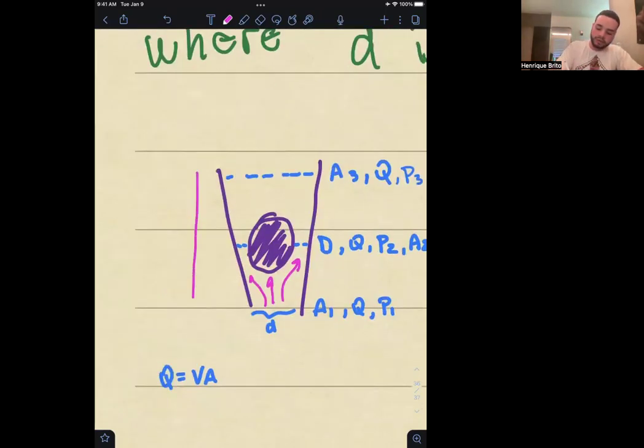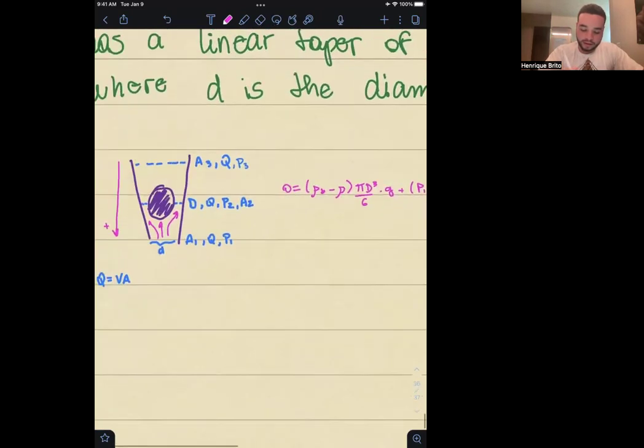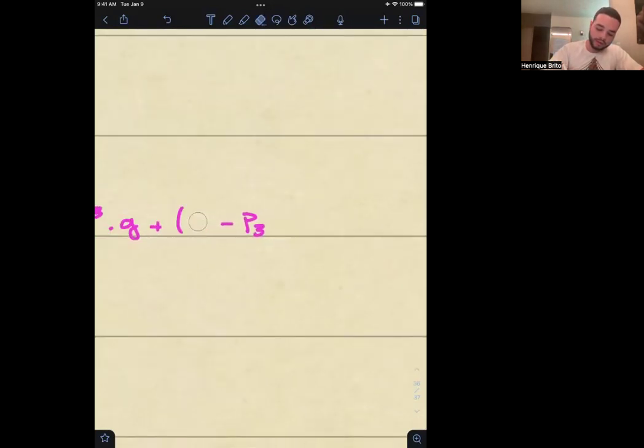We are using a positive direction that is pointing down, which is important to understand the problem. That's why the density of the ball is positive, and the density of the fluid is negative, because it's going up and down. Down is positive, therefore the density of the ball that's being pulled down by the gravitational force is positive. The same follows for pressure, but I messed up here. I think it should be P3 minus P1.